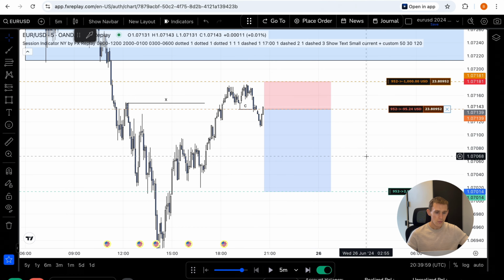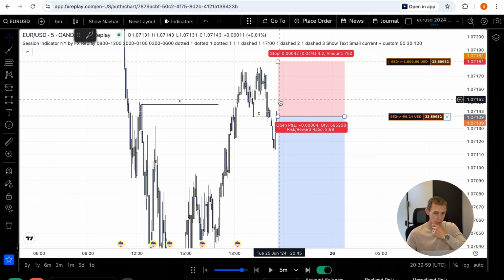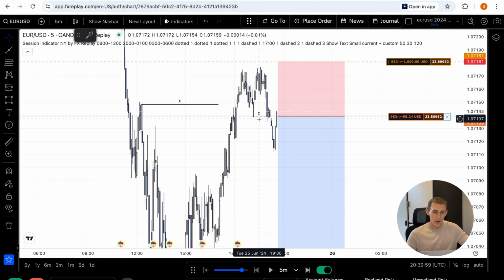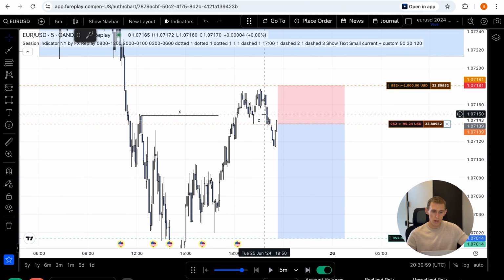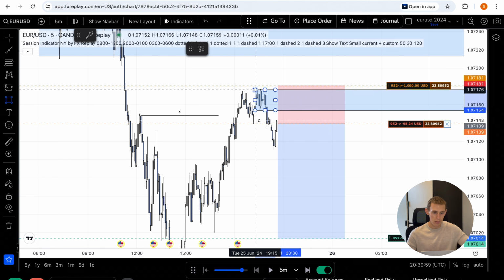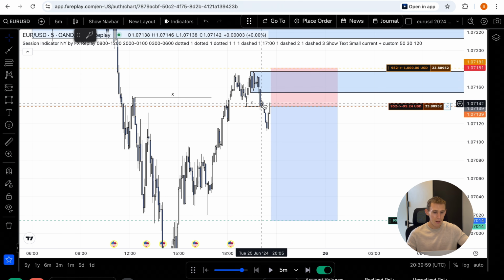So essentially with my entries, just a quick pause. All I'm looking for is an M5 change of character plus imbalance, and then I'm looking to enter anywhere within the imbalance as long as the risk reward is worth it. Sometimes I wait for a retracement into, for example, the supply itself. But that would only be if entering just straight here would not be worth it. But in this case, it is.